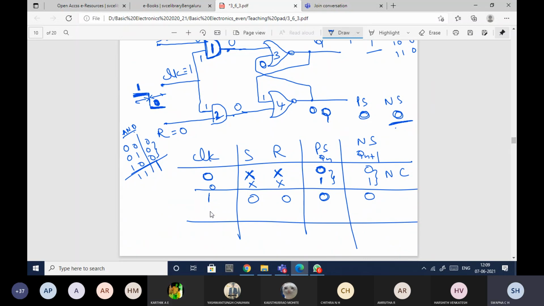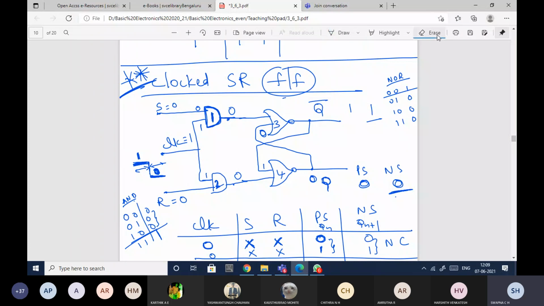Next, clock I'll take as 1, S is equal to 0, R is equal to 0 and the present state as 1. Let me erase everything before.